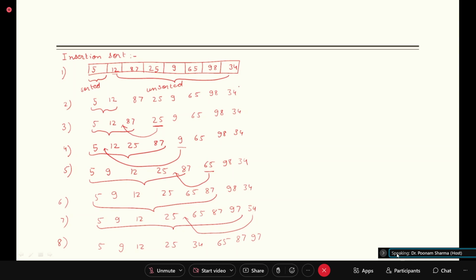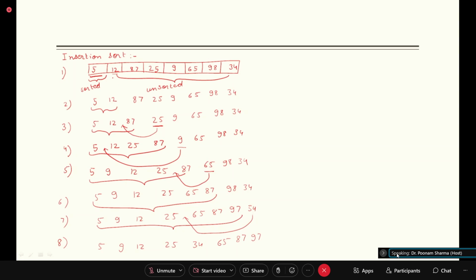In the case of insertion sort, we arrange this as two different arrays. One is the sorted part and the other is the unsorted part. The first element is considered to be the sorted one, and we define the rest of the elements as the unsorted one.